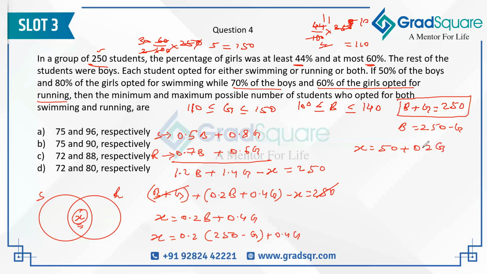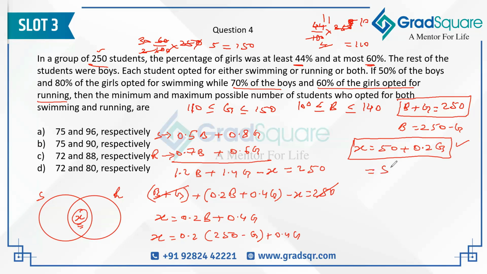Correct? Now, I want to understand what is the maximum and the minimum possible value of x. That's what the question is talking about: the minimum and the maximum possible value of the students who have opted for both swimming and running. So if I maximize the value of g in this equation, I will get the maximum possible value of x. If I minimize the value of g in this, I'll get the minimum possible value of x.